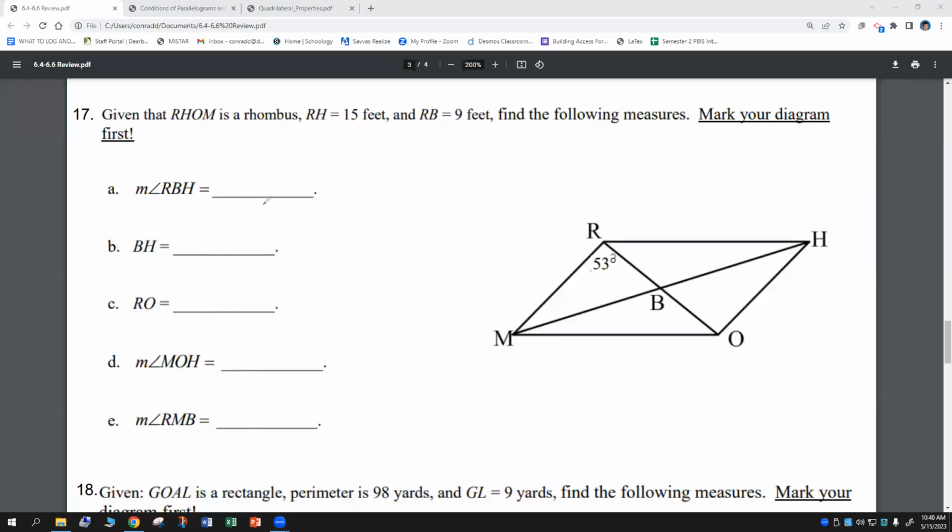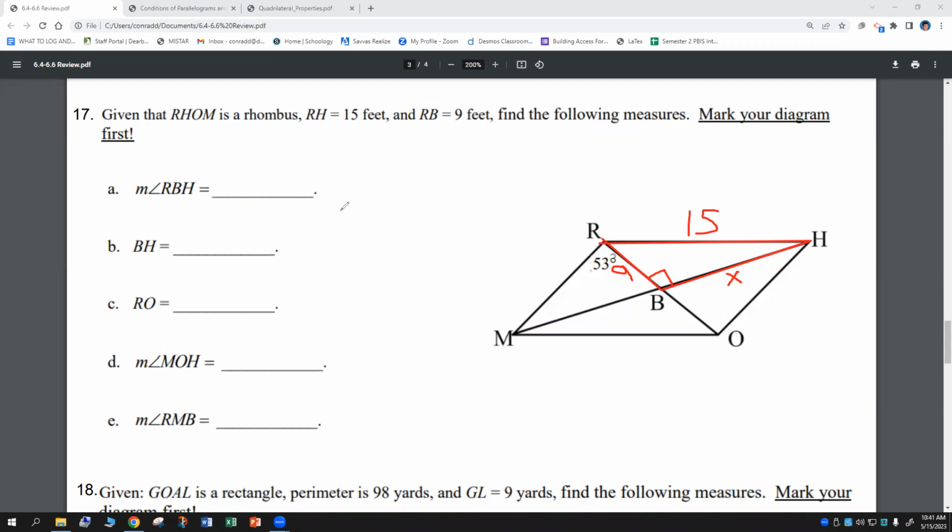Okay, let's do the sides first and then the angles. So BH is what we're solving for first. It says RH is 15. RB is 9. All right, so we're going to look at this triangle. It's a right triangle. We know it's a right triangle because this is a rhombus, and in a rhombus, the diagonals are perpendicular. So this triangle is a right triangle. So we're going to call this X, and we're going to use the Pythagorean theorem.